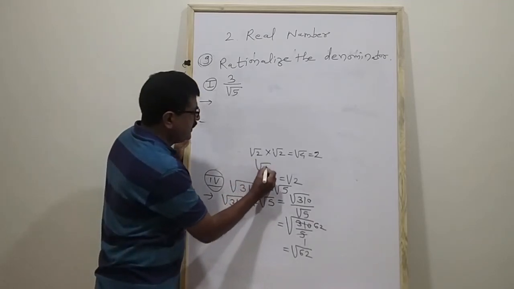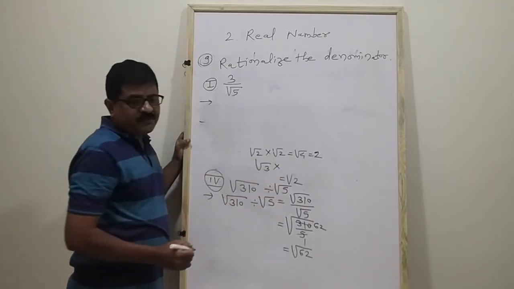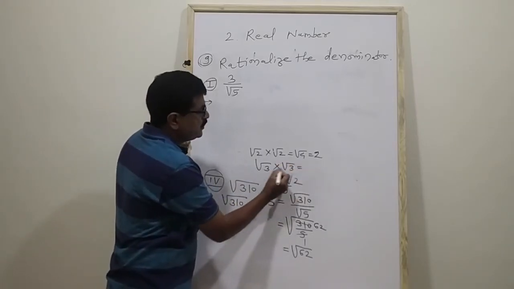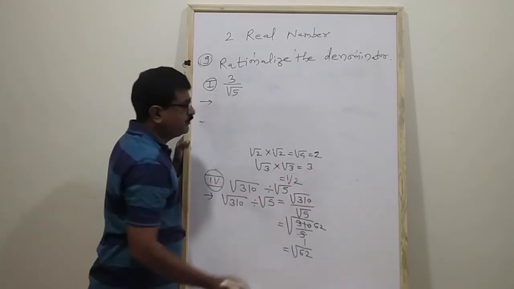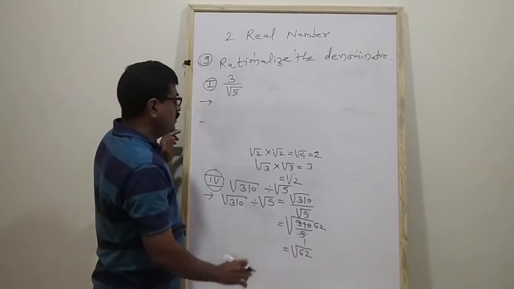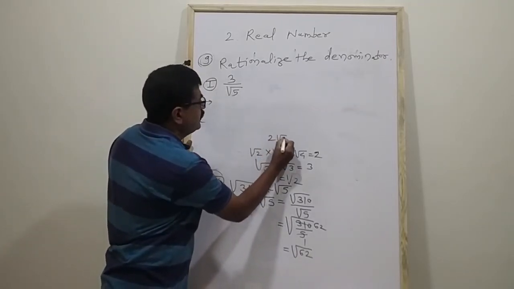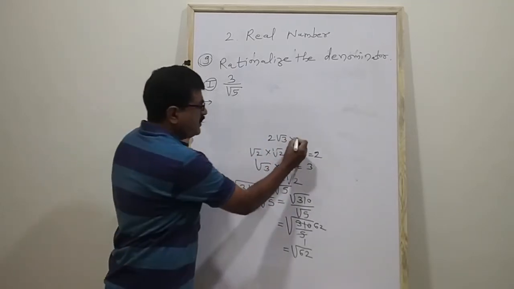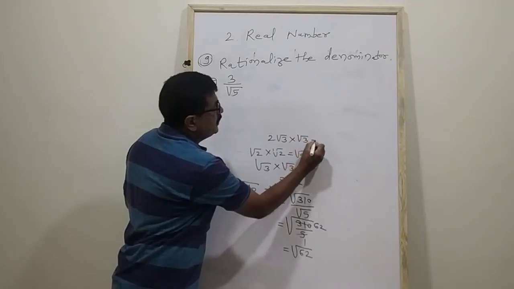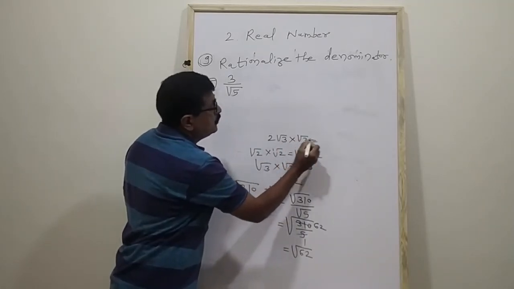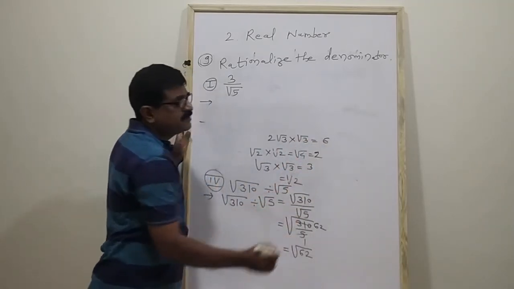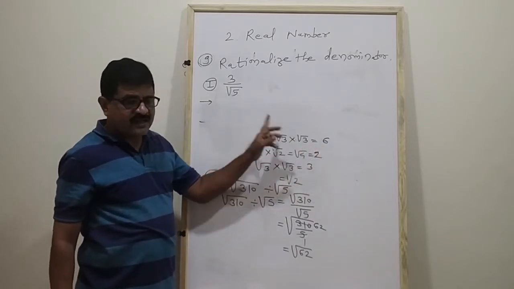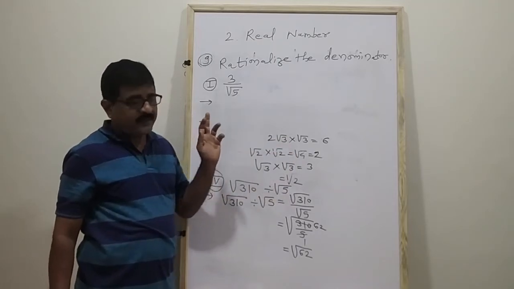Now square root 3, rationalizing factor of square root 3 is square root 3, that is square root 9, that is 3. Or 2 square root 3. Now what is rationalizing factor? Here, if we multiply this by square root 3, we get 2 into 3, that is 6. This is a rational number. Therefore, square root 3 is a rationalizing factor of 2 square root 3.